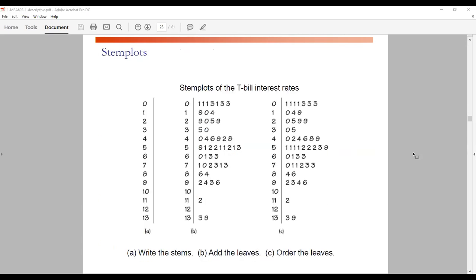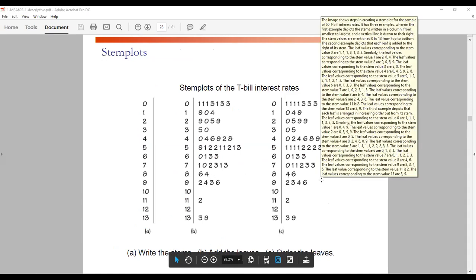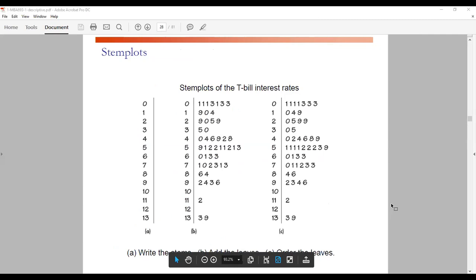Okay, here's an example of T-bill interest rates over here. We're writing the stems, then adding the leaves, and then ordering the leaves. We're ordering the leaves particularly because we want to see things in sequential order. We start out at 0, 1, 0, 1, 0, 1, 0, 1, 0, 3, and so forth.